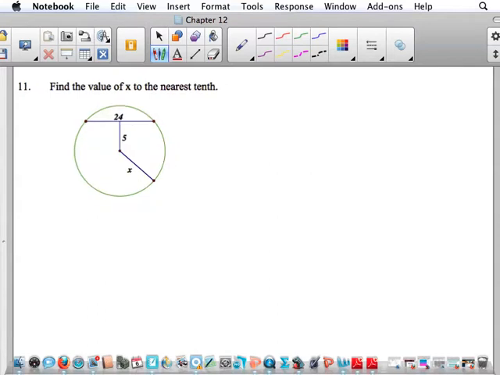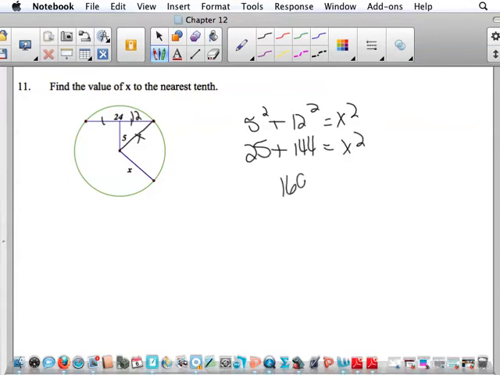Number 11, same thing. I'm going to draw in this radius. This is bisected, that's 12. So that's x. I have 5 squared plus 12 squared equals x squared. 25 plus 144 equals x squared. 169 equals x squared. Therefore, x is equal to 13.